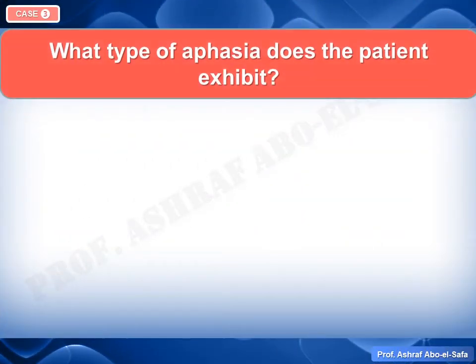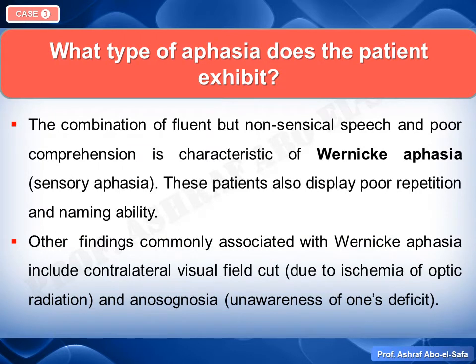What type of aphasia does the patient exhibit? The combination of fluent but nonsensical speech and poor comprehension is characteristic of what we call Wernicke's aphasia, or sensory aphasia. These patients also display poor repetition, and naming ability is poor as well. Other findings commonly associated with Wernicke's aphasia include contralateral visual field defects due to ischemia of the optic radiation and anosognosia, which is unawareness of one's deficit.